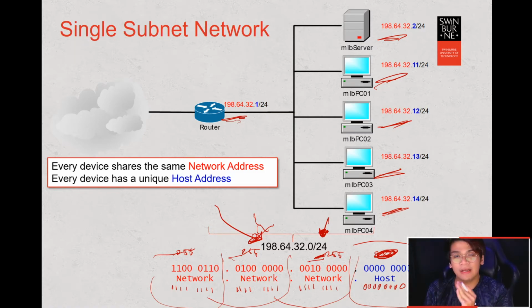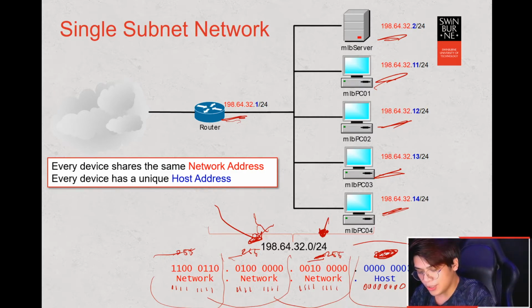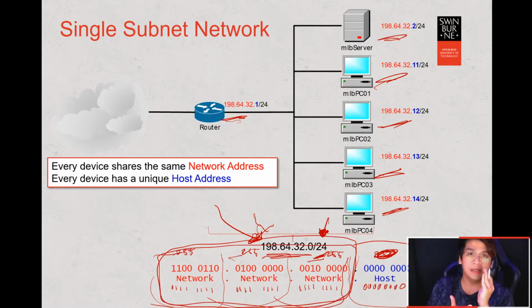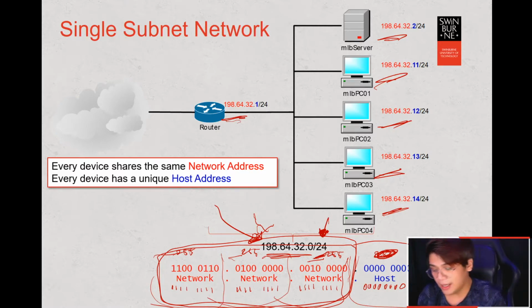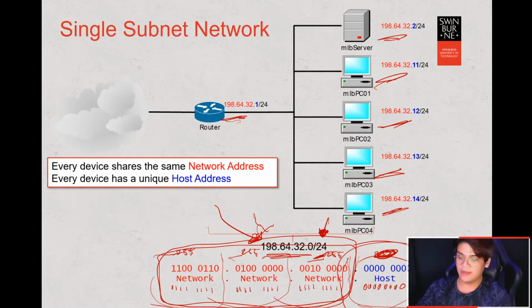If you see, after you translate the /24 or /16 subnet mask to binary, the part where it is 1 is the network part of your network ID. You compare your network address to the subnet mask. If that's 1, this is the network part of your subnet, of your network ID. And the ones that have zeros are the host part. So in a single subnet network, every device has a unique host address. It applies to every network.